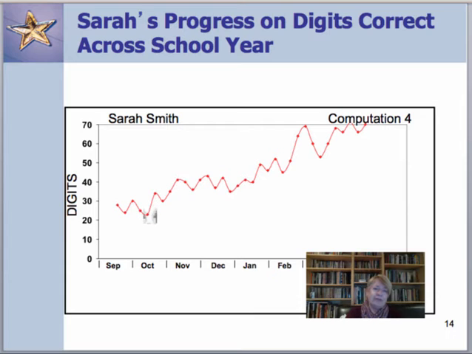There's occasional dips where I might want to take a little closer look, like right here in the middle of October. There's a little bit of a dip. But in general, she is making steady progress towards being able to master the 4th grade curriculum by the end of the school year. That's a great graph, and Sarah would be, I think, pretty proud of that graph, and we would have points along the way where there are dips that we could talk about and address particular problems that Sarah might be having.